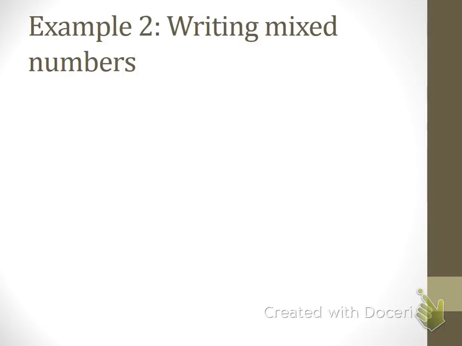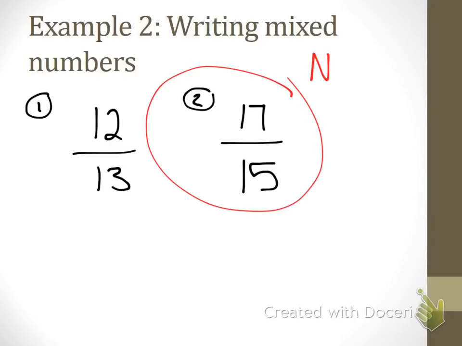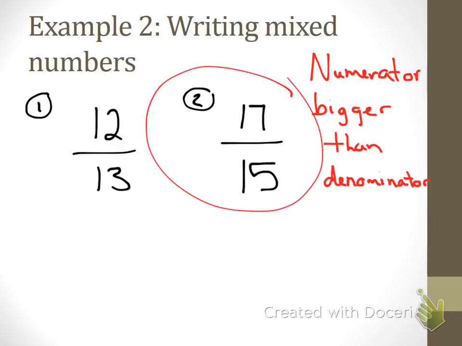All right, so next example. In example 2, now I'm going the other way, writing mixed numbers. So the first thing I want to talk about is what makes a number an improper fraction. I want you to look at these 2 choices. Which one of these is the improper fraction and why? Write it on your paper. All right, which one is it, guys? 17 over 15, and why? Because the 17 is bigger than the... Yes, the numerator is bigger than the denominator.